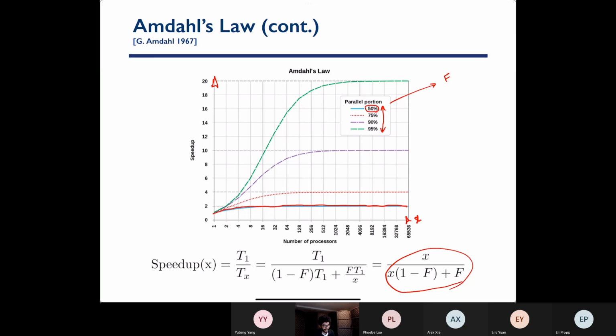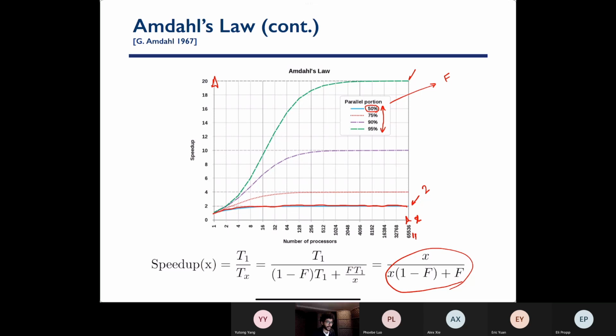So even if you give me 65,000 CPUs, my speed up compared to a single CPU is just 2. I speed up my application by a factor of 2 with 65,000 CPUs because I can't use it, because half of my application is serializable. I cannot use any of these cores for that.